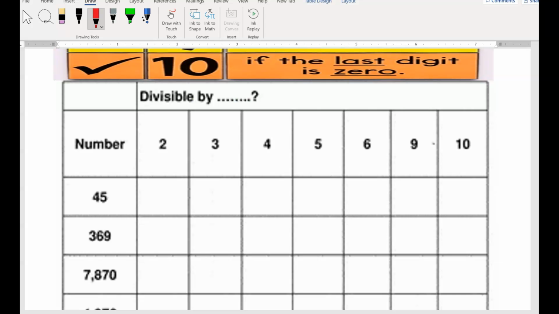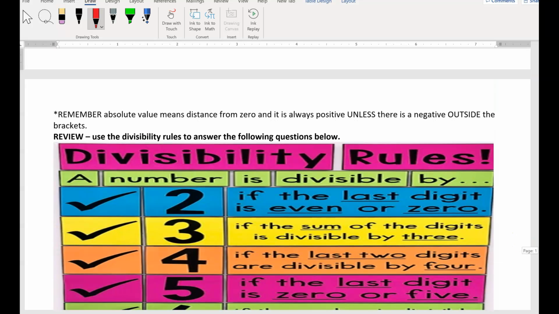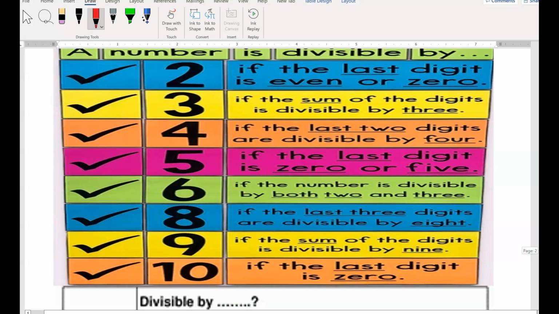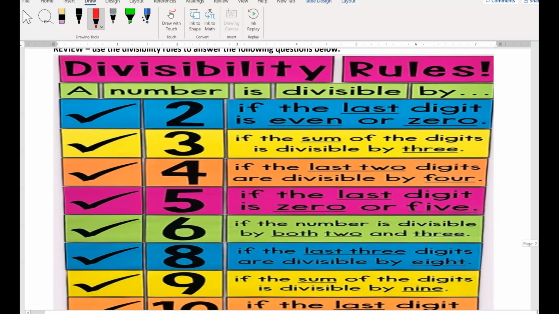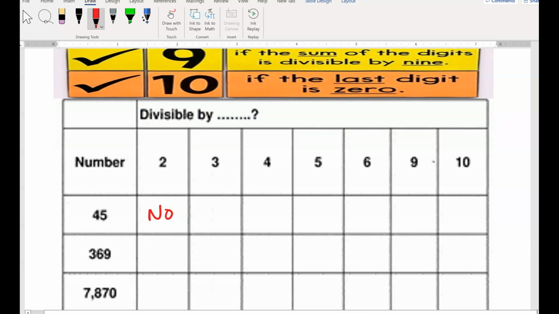Is 45 divisible by 2? Well, if I look up here, the rule for 2 is if it's even, if the last digit is 0, 2, 4, 6, or 8. So, no, I would say no. Is it divisible by 3? I look up. The sum of the digits is divisible by 3. Well, 45 is 4 plus 5, which equals 9. So, yes. And this is me showing work.